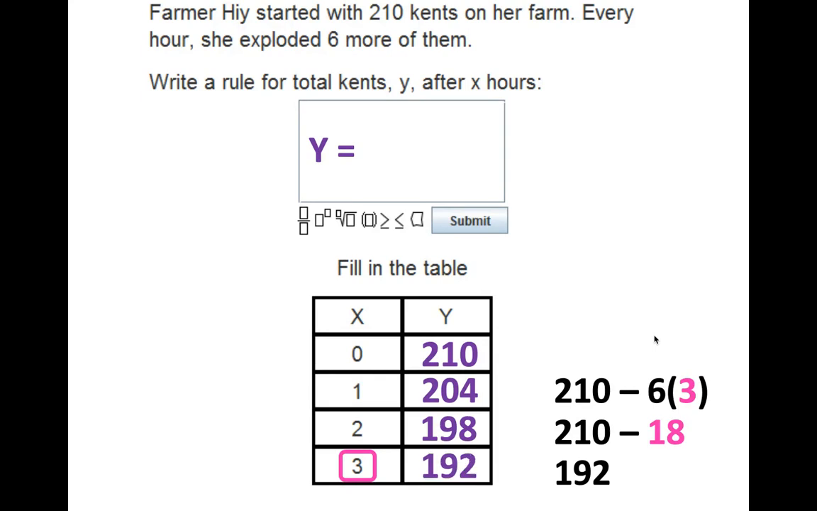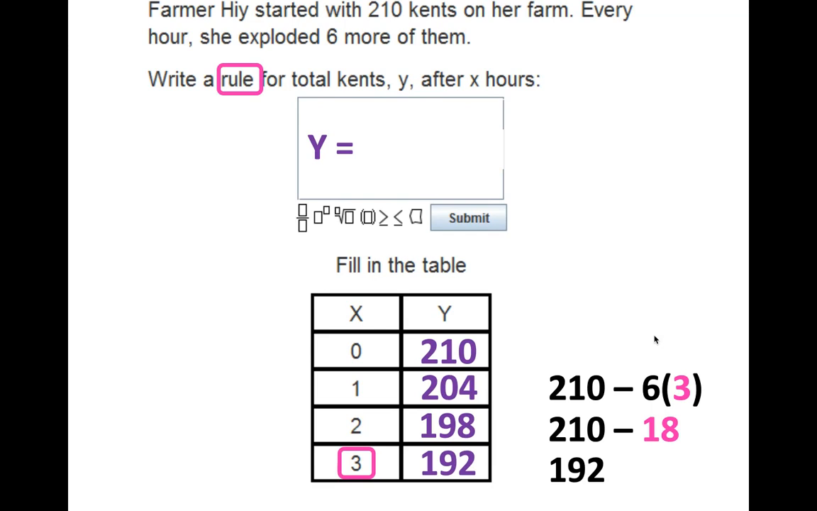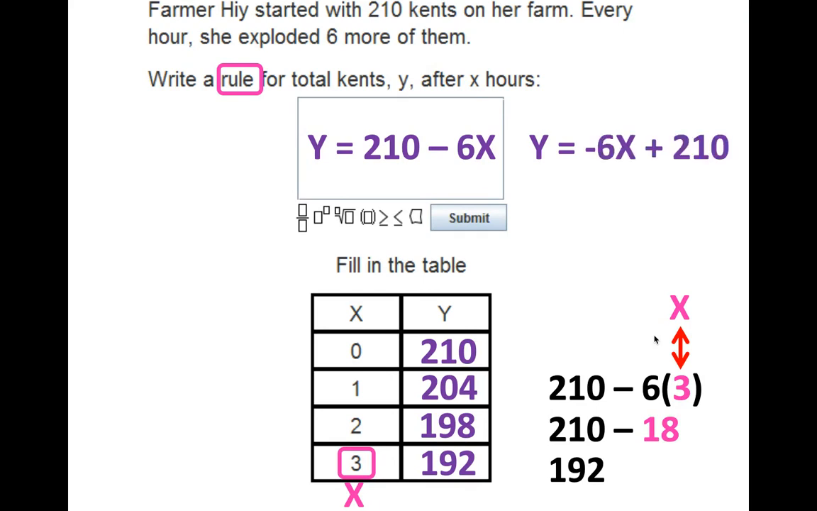Okay, so how do we make that into a rule? Well, X is the hours, and every hour it's 6 more, so 6 times X. Now we're going to write this one a little backwards because of the subtraction. So it's going to start with 210 and we start taking them away. So minus 6X. Now we could just recognize that if we're exploding them, it's not going to be a positive 6, it's a negative 6. So that number there in front of X would be negative. So negative 6X plus 210. That's just another way to put it.